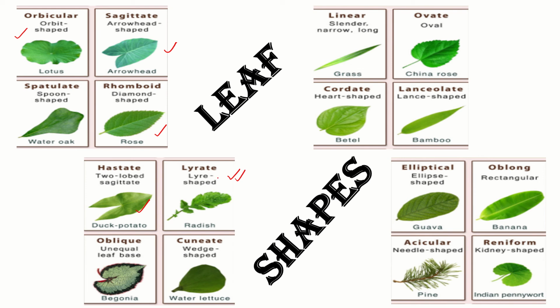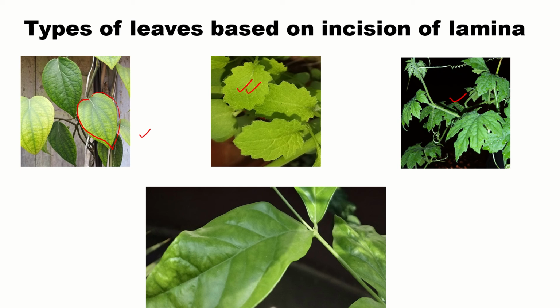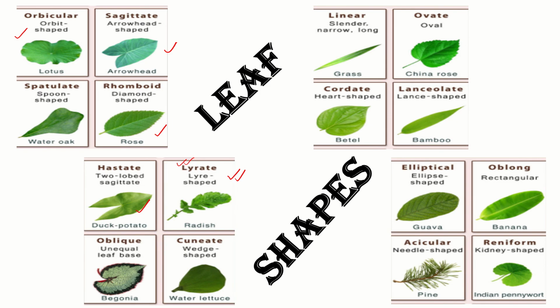This is very important. This is a characteristic feature of Brassicaceae family, lyrate leaves. This is what I was just talking about. Then you have oblique leaves, cuneate leaves. Linear is very common. You find this in grass. Ovate leaves are in China rose. Cordate leaves are in betel. Heart-shaped leaves. Lanceolate leaves are found in bamboo. Elliptical in guava. Oblong, very common, banana leaves.